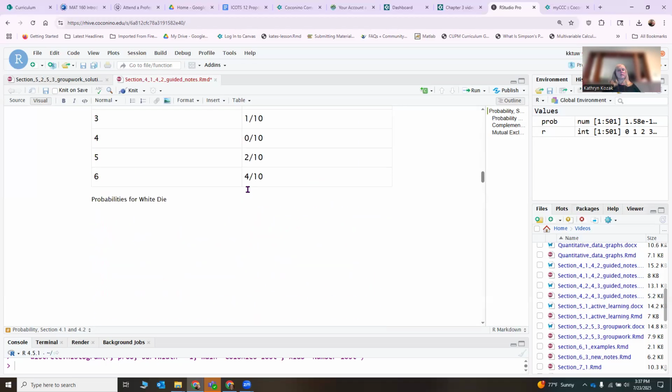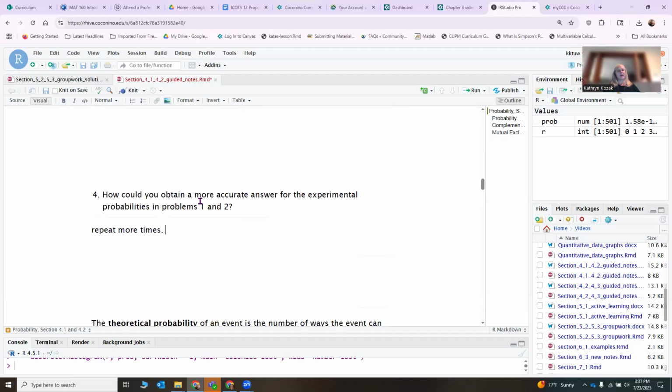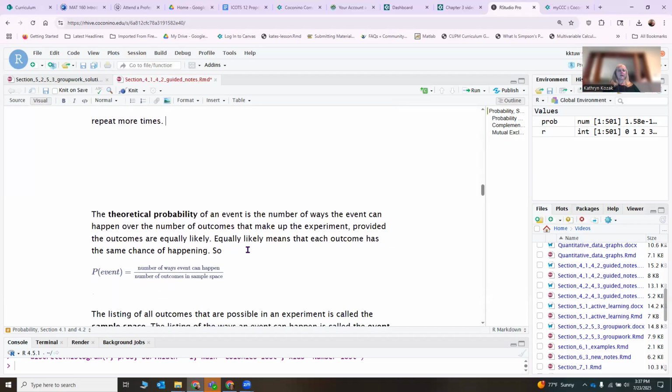Now, those are experimental probabilities because we actually did the experiment and then calculated the probabilities from it. There also are theoretical probabilities. The theoretical probability of an event is the number of ways the event can happen over the number of outcomes that make up the experiment, provided that the outcomes are in fact equally likely. Equally likely means that each outcome has the same chance of happening.